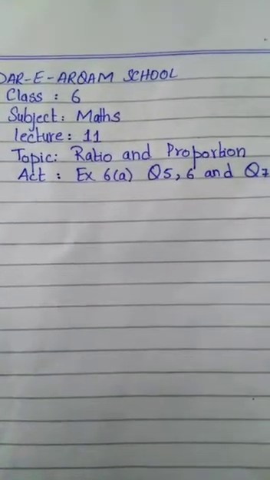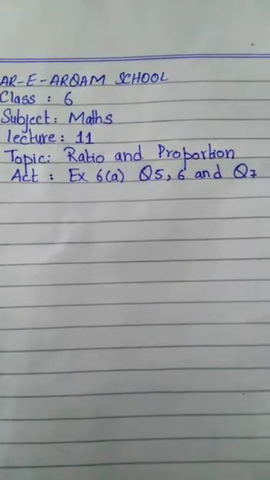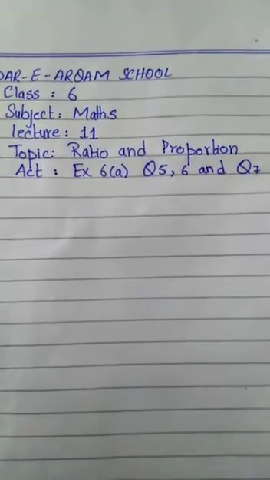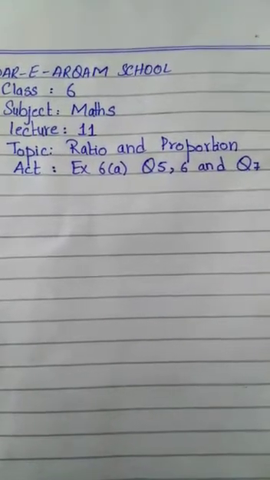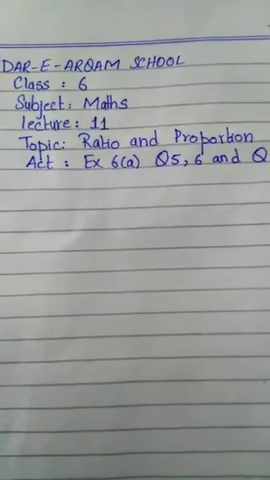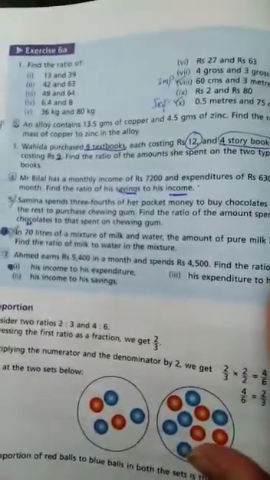Today we are going to solve question number 5, 6 and 7 of ratio and proportion. Hope you have solved the previous questions easily. Still, if you find any problem you can ask me. So now open your book, page number 86. So what was question number 5?